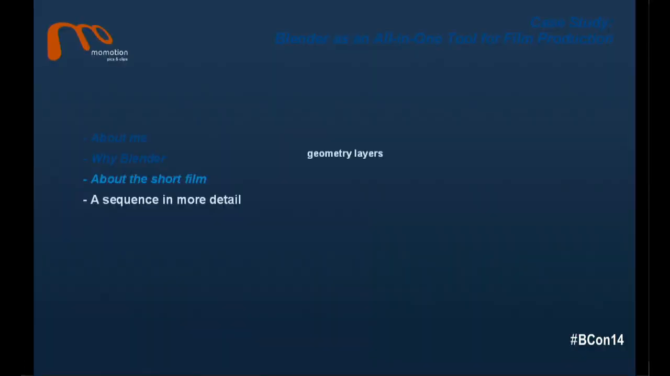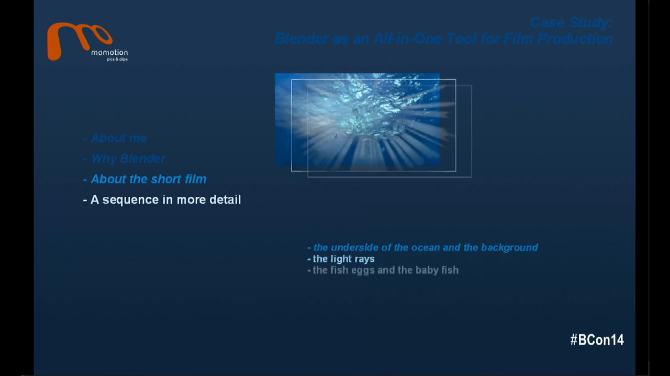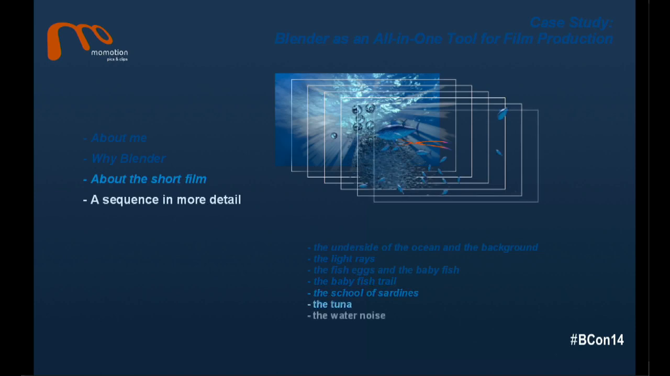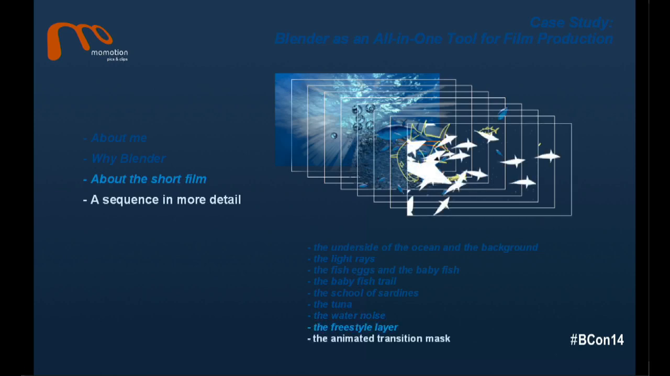The sequence is composed of several geometry layers. The underside of the ocean, the light rays, the eggs and the baby fish or the fish embryo, the fish trail, the school of sardines, the tuna, the water noise. Can one see that? No, not really. The freestyle layer and the animated transition mask.